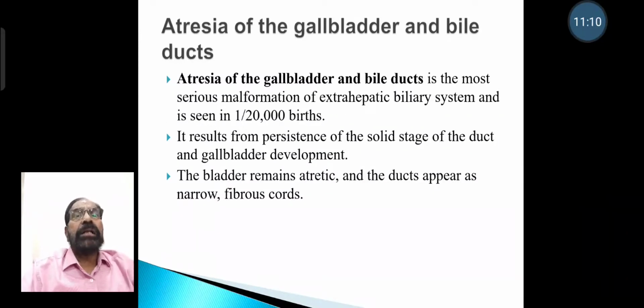Atresia of the gallbladder and bile ducts. Atresia of the gallbladder and bile ducts is the most common serious malformation of the extrahepatic biliary system and is seen in 1 in 20,000 births. It results from persistence of the solid stage of the duct and gallbladder development. The gallbladder remains atretic and the ducts appear as narrow and fibrous cords.